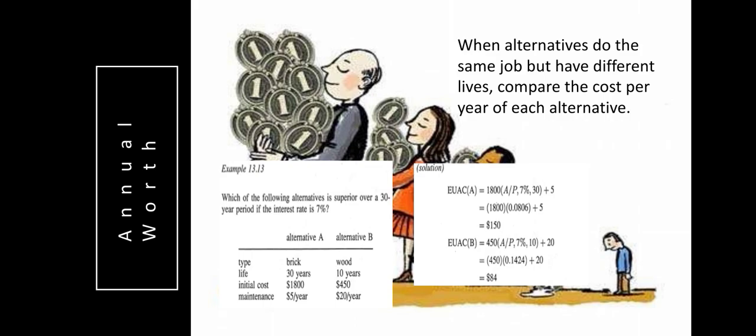$150. Compared to alternative B, whose initial cost is $450, times A given P 7% after 10 years plus 20. That 20 is the maintenance, $20 per year, and we came up with $84. So, as you can see, alternative A is superior to alternative B over a 30-year period if the interest rate is 7%. That could be all.